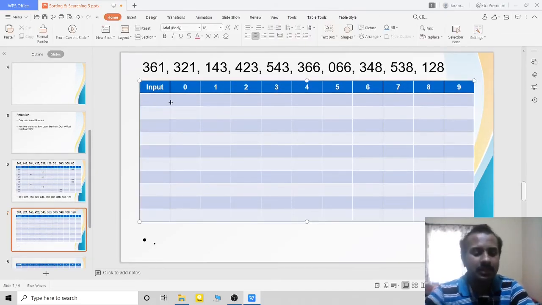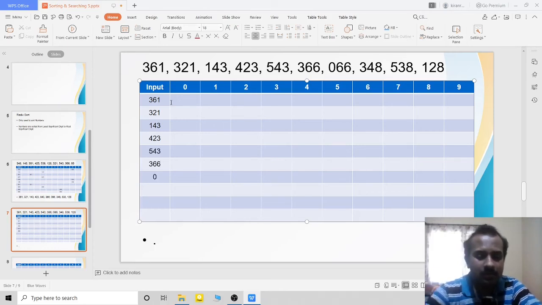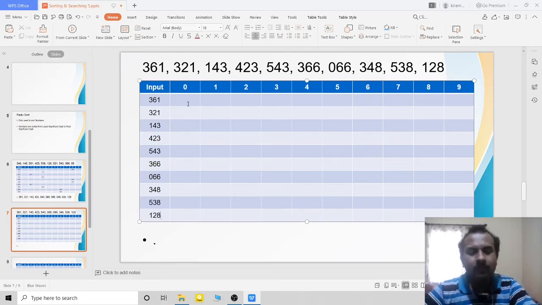So again first one is 361. Then I have the 321. Then I have the 143. Then the 423, then the 543, then 366, then 066, 348, 538, 128. Now in the previous phase we checked the unit place number.